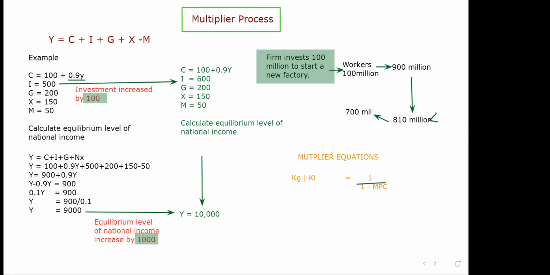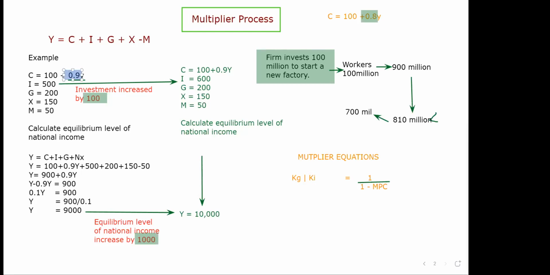Guys, remember always, how do you get this value of MPC? MPC comes from the consumption equation. They will give you C equals, let's say, 100 plus 0.8y. Remember that 0.8, that b component in the consumption equation, this is the MPC. So in our example, how much is the MPC? If C equals 100 plus 0.8y, MPC is 0.8.